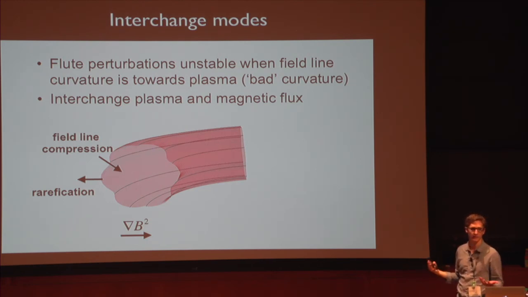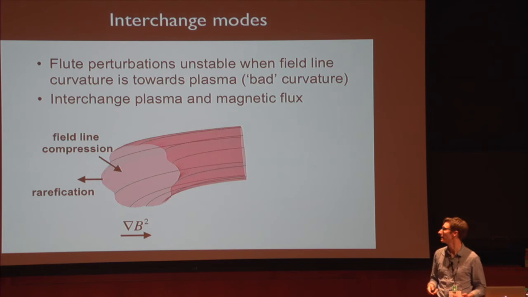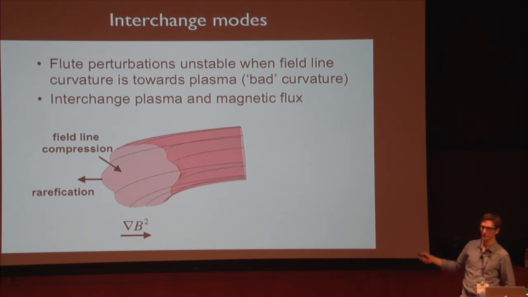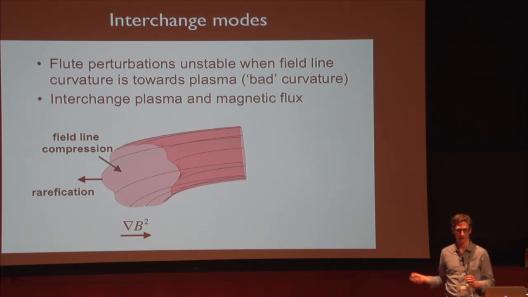So this accentuates the initial perturbation and gives rise to some kind of instability, which is called an interchange mode. The reason it's called interchange is because fundamentally what it's doing is interchanging volumes of plasma with volumes of magnetic flux.